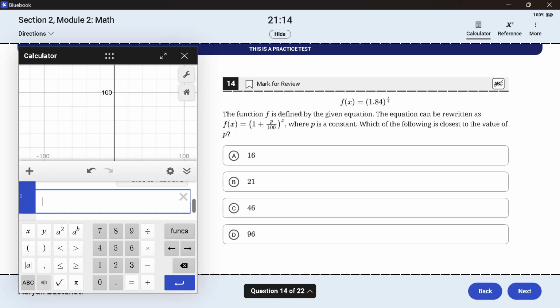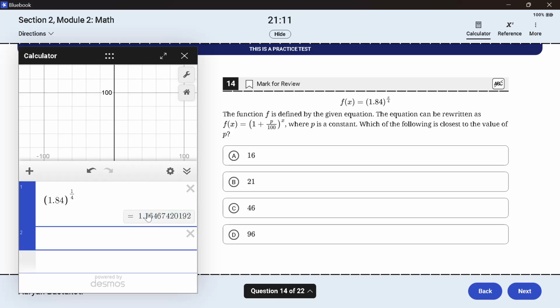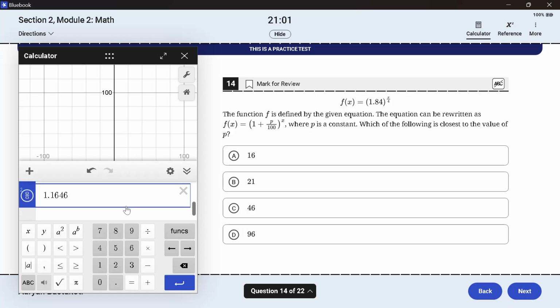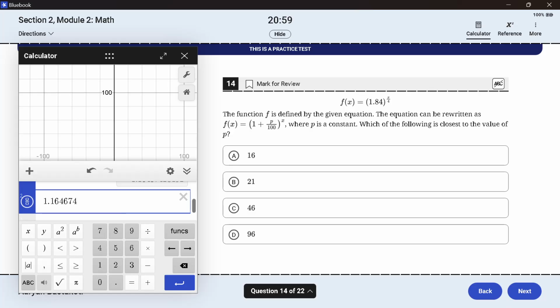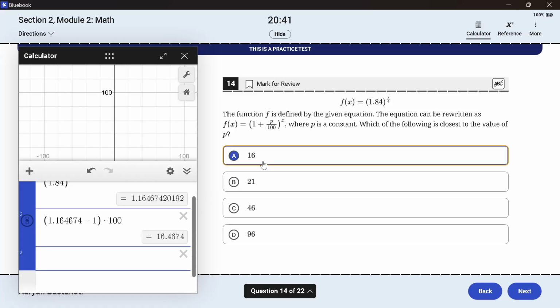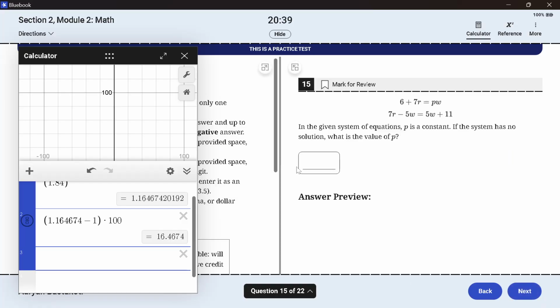Okay, and if we were to compare this answer, 1.1646, to 1 + p/100, we would do minus 1. And if we do minus 1 and then times 100, we would get an estimation for p, which is 16.46. That can be estimated to 16.